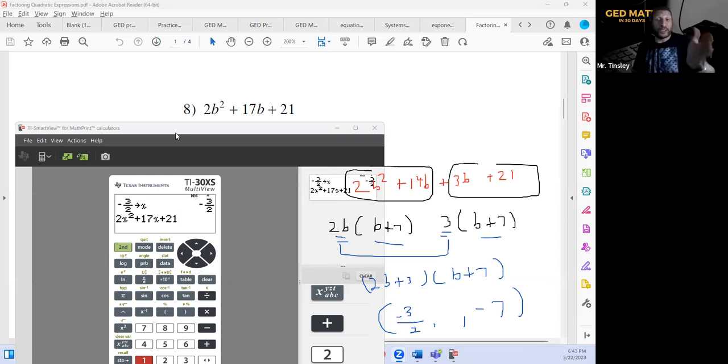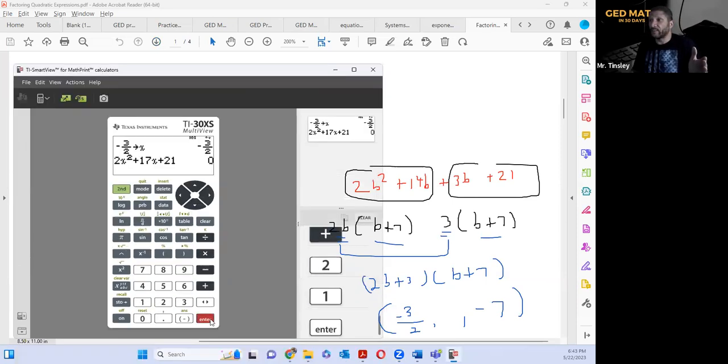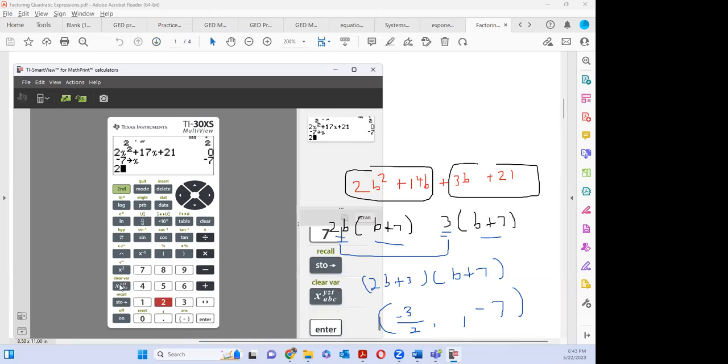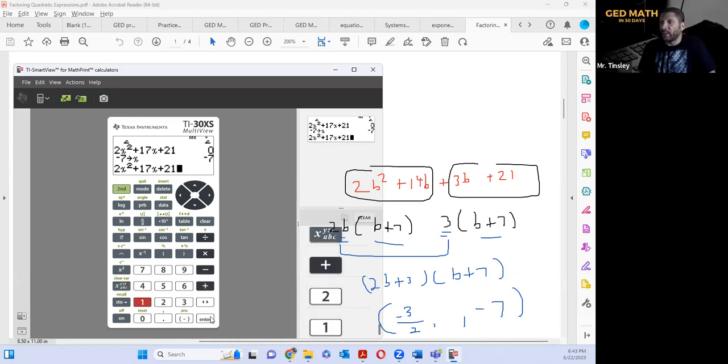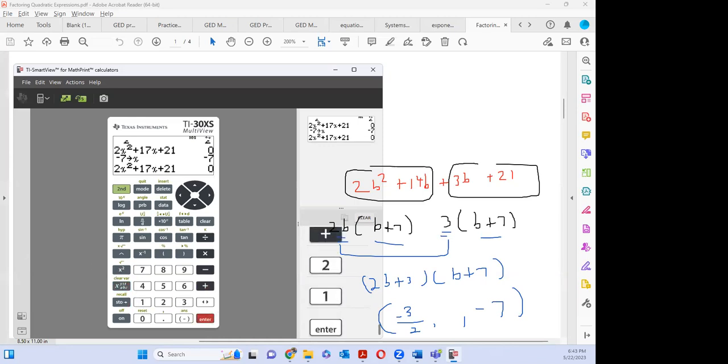ax squared plus bx plus c equals 0. Watch this. Bang. 0. Did I get 0? I got 0 too. Now, the other one is -7. -7 store X. Boom. Okay. 2x squared plus 17x plus 21. Did I get 0? Yes.